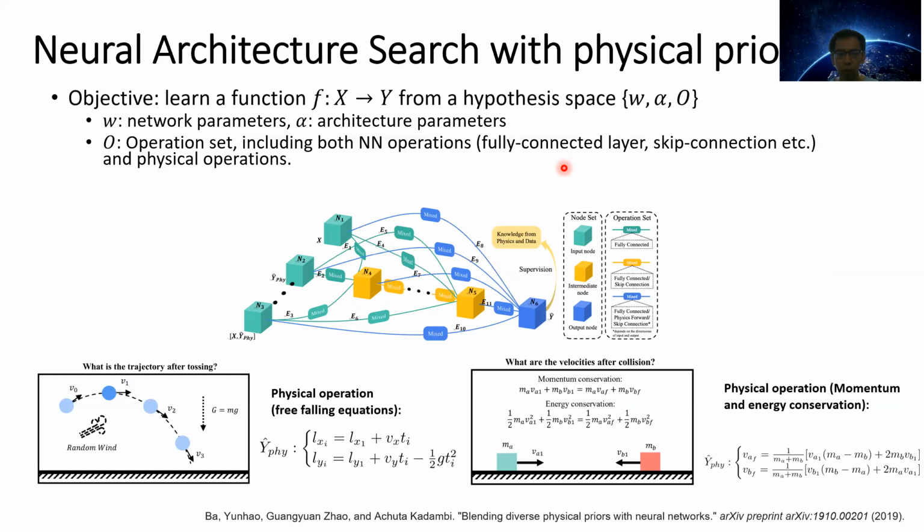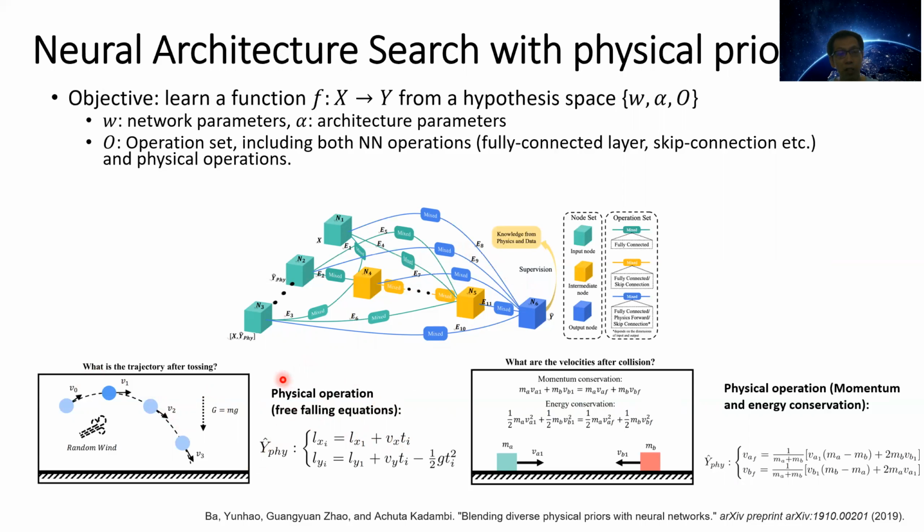But here, what these authors proposed in this paper published in 2019 is that we can also include some physical operations as additional options for defining these connections from hidden units to the output units. For example, consider the problem of modeling the trajectory of a ball after we toss it for some time. According to the free-falling equations, we can have a rough guess of the position of this ball after we toss it for a certain amount of time.